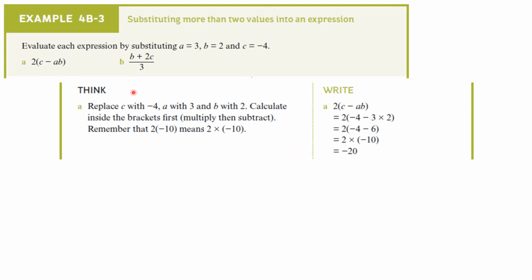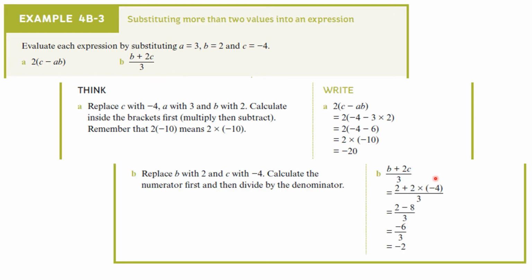Let's look at question B. I have a fraction here, or a division. The numerator has b plus 2 times c, and I'm dividing all of that by 3. So first step, let's just substitute the numbers. B is 2, plus, carry that down. This 2 stays out here. The c is now a negative 4. And we're putting that times sign. Again, if you just want to put the 2 next to the bracket, that's fine.